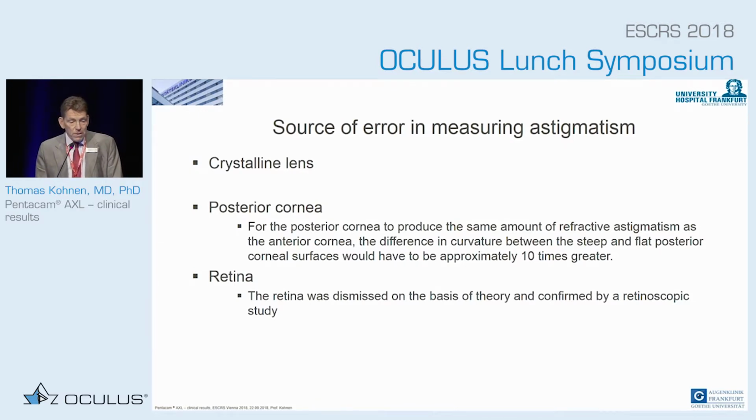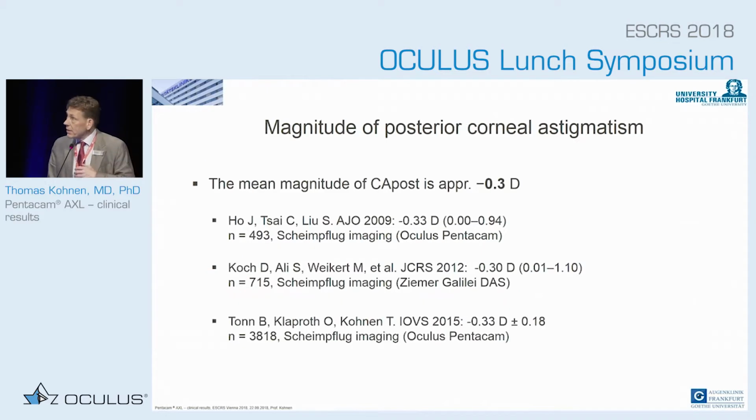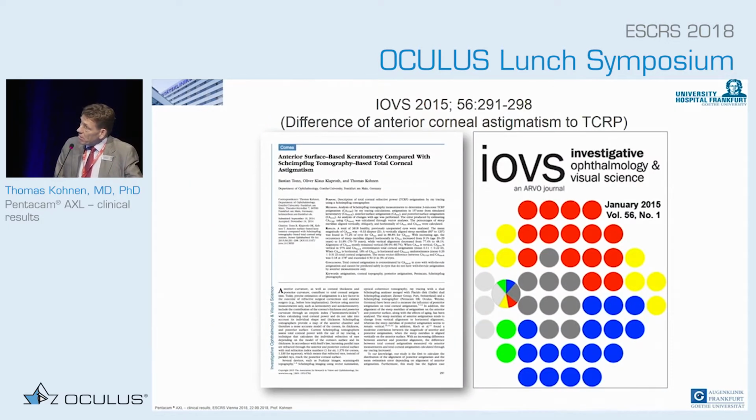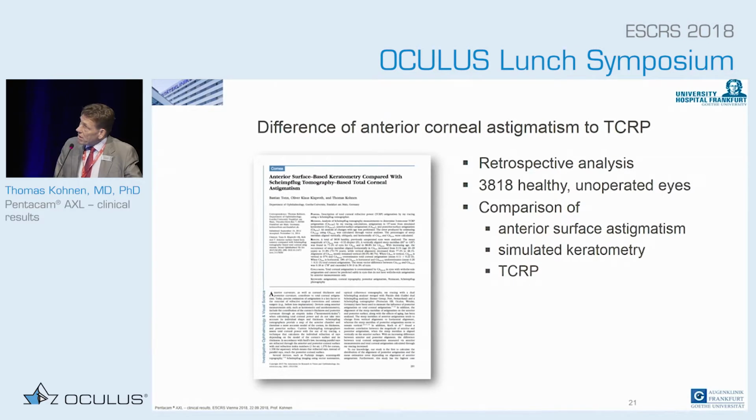The sources of errors in measurement are the crystalline lens, posterior cornea, and retina. And the outcome of three studies: the first was done by Ho in 2009, I believe, then the Corkscrew, we also did a study. We found the same amount of posterior measurement, 0.3 diopters, negative numbers. Here is our IOVS paper, which highlighted this. These were 3,800 eyes. We looked at all these measurements in total corneal refractive power.